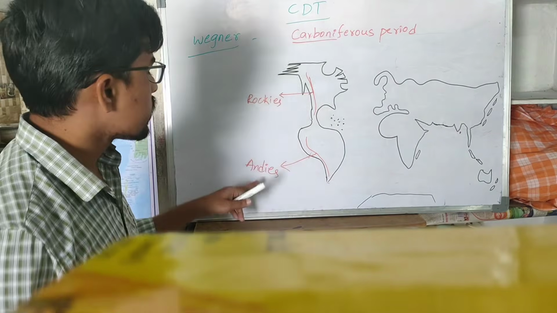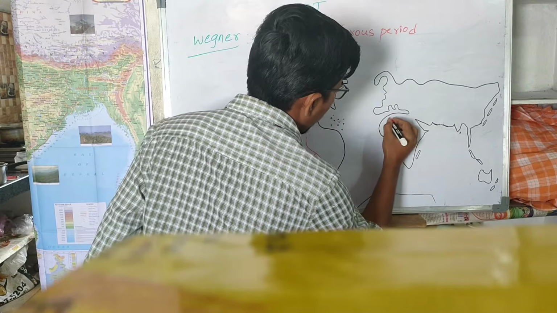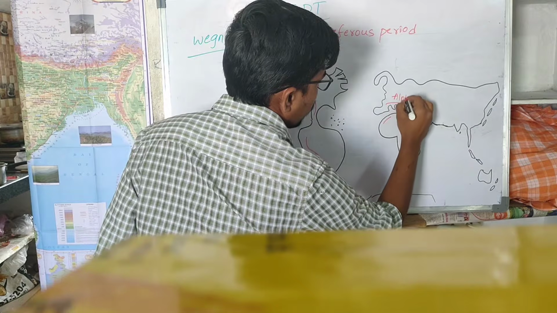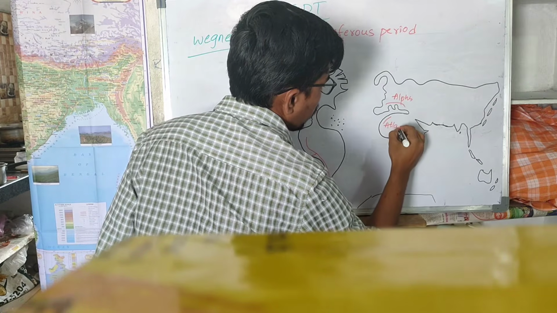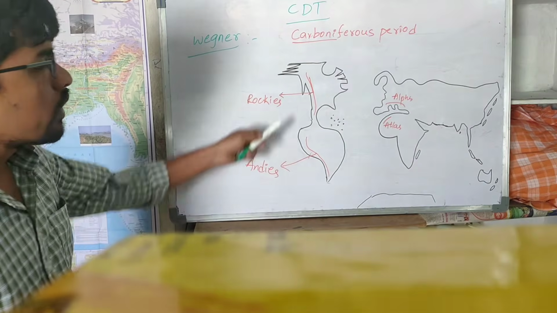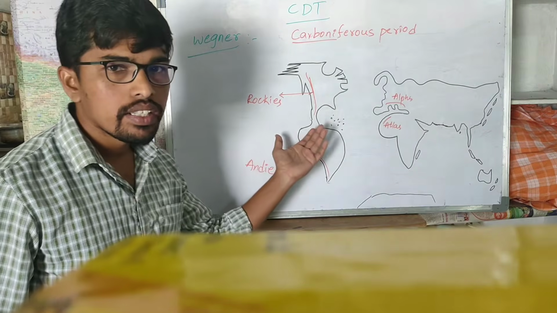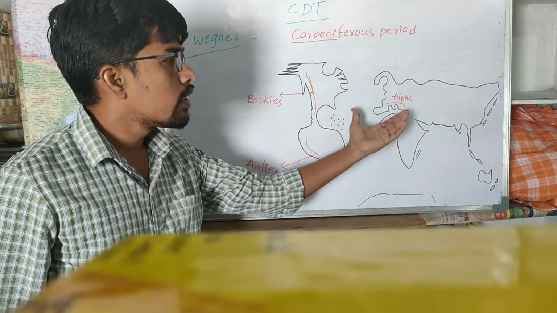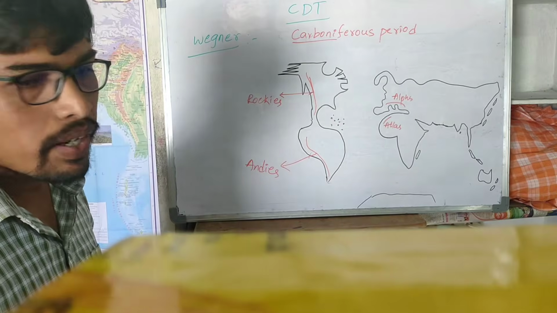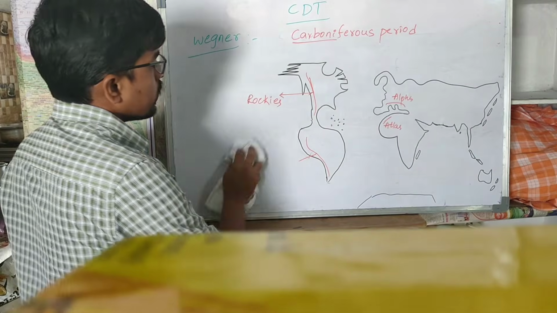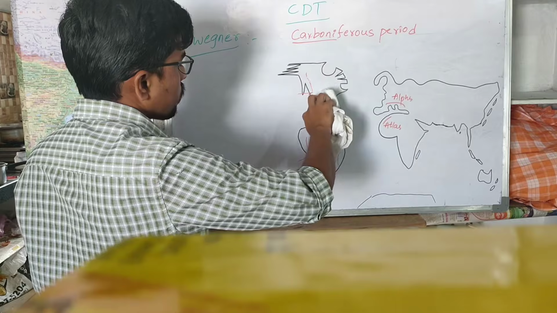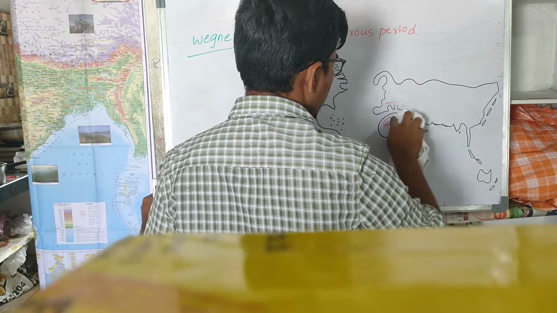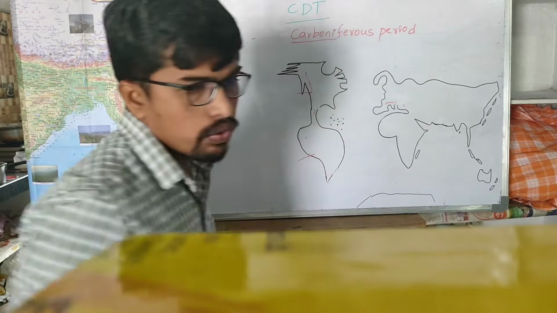And not only the Rockies and Andes, here we found the Alps and the Atlas. The Alps and Atlas are formed because of the same theory, again the crumbling of the oceanic crust and the continental crust. Due to that, the emerging of these mountains was explained by Wagner.